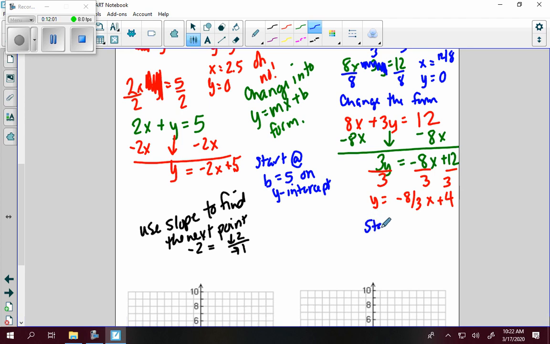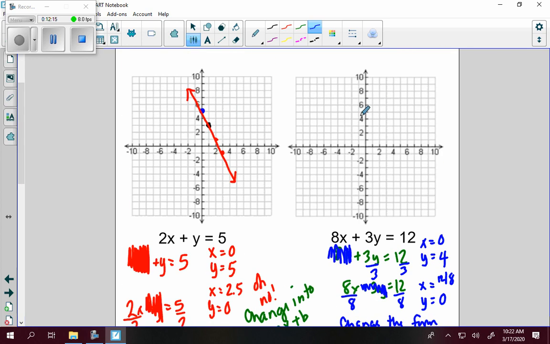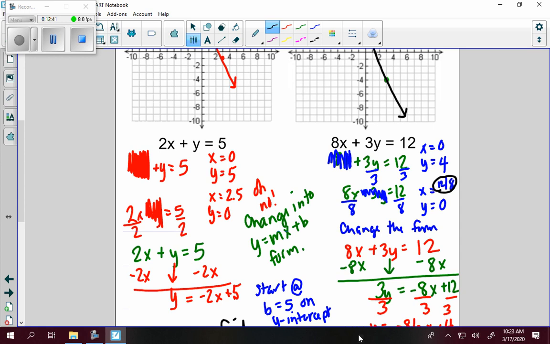Then I'm going to start at 4 on y-axis. Then from 4, I'm going to go down 8 and over 3. So start at 4 on y-axis. And from there, I'm going to use my slope to go down 8 and over 3. If I did 12 over 8 into a decimal, I would have 1.5, and look, it goes through at 1.5. What? That is awesome!